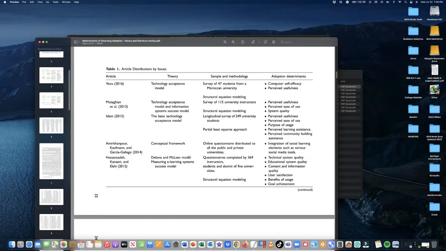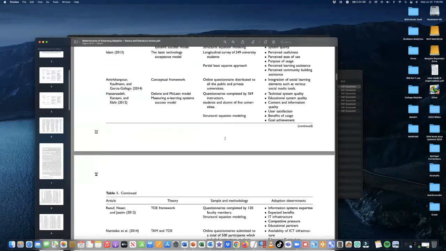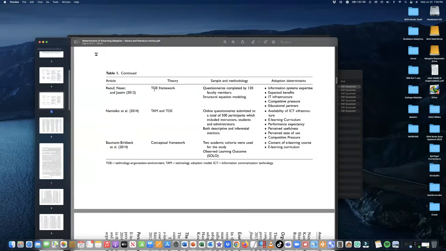Okay. The DeLone and McLean model, that's the information system success model. This is what somebody's using here. Merging e-learning success model. So you use the DeLone and McLean model to do what he called the e-learning success model by replacing the IS with e-learning. And this is where he came to technical system quality, educational system quality, content and information quality. So you have satisfaction, benefits of usage, and goal achievement. Interesting. Then you use the TOE. This is how you use the TOE framework, the one we just mentioned. And you use information systems expertise, expected benefits, IT infrastructure, competitive pressure, and educational practice. So these are shared across the three dimensions.